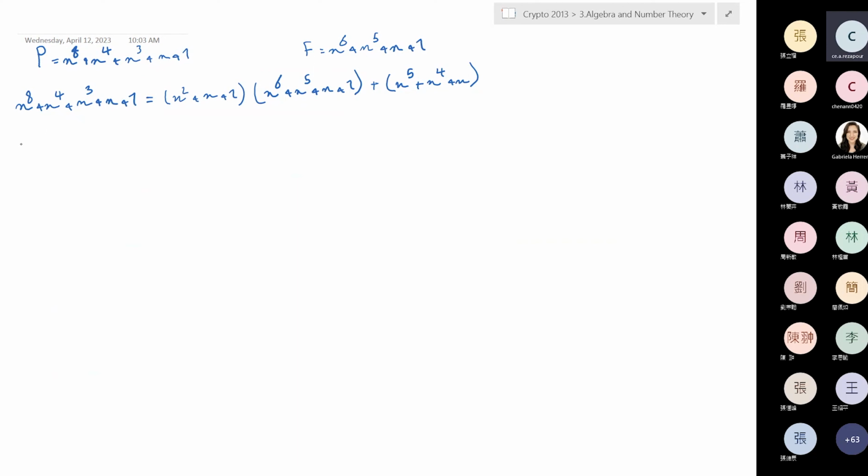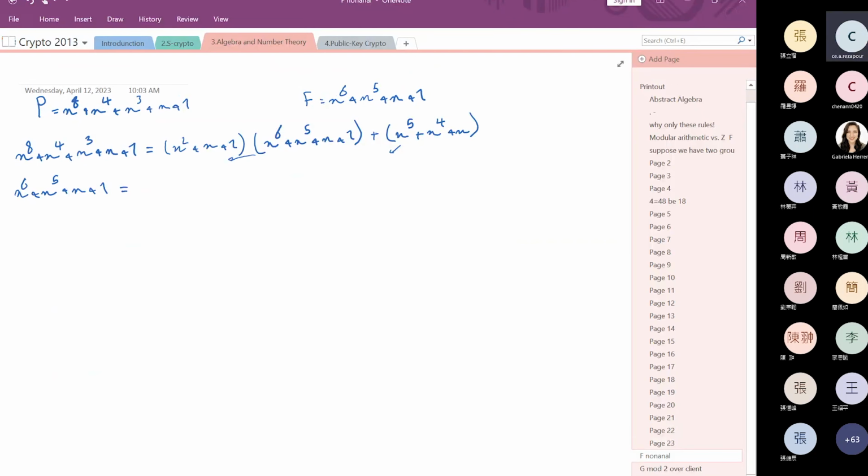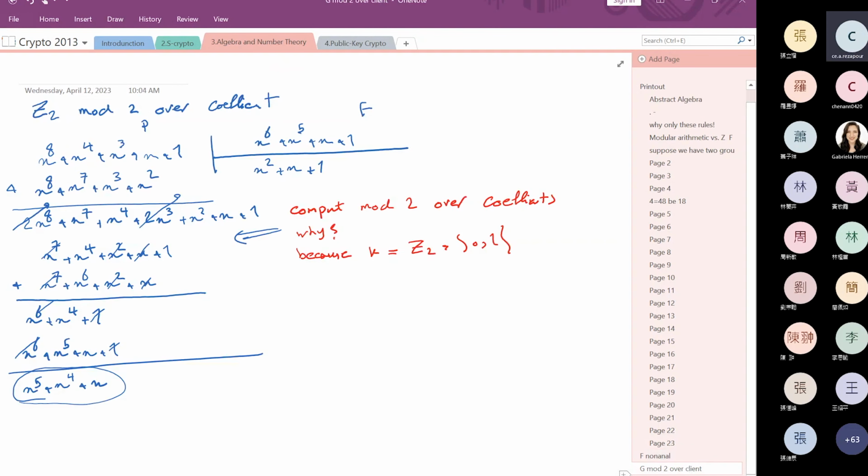It means that I would take this one out, and with this two, I would say x6 plus x5 plus x plus 1 equals 2. I have to divide this one by the remainder, right? So let me do that math on the next page. I just want to keep things simple on this page.